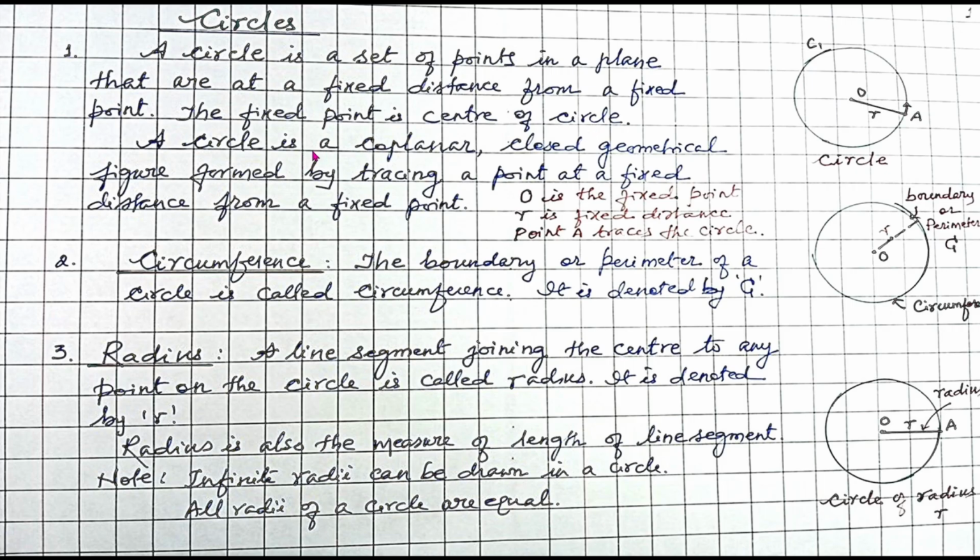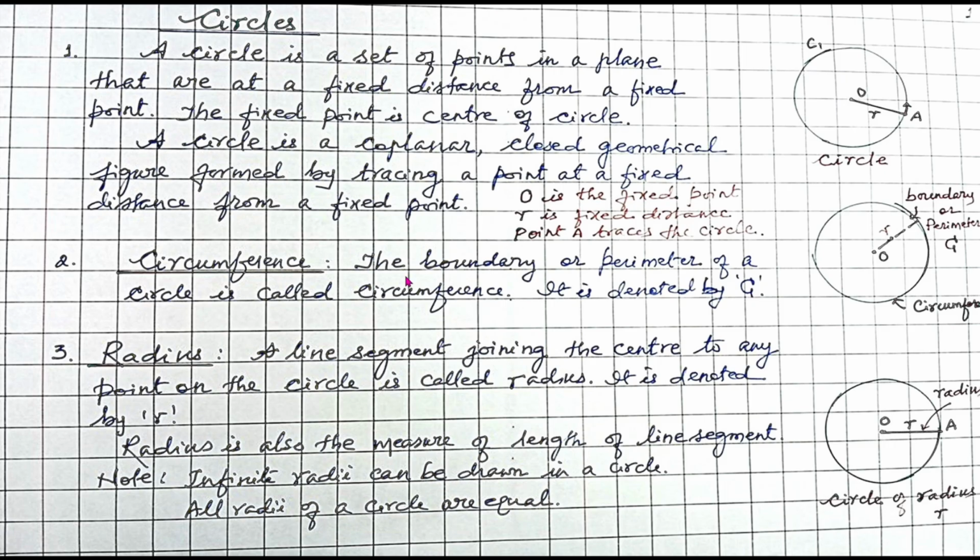A circle is also defined as a coplanar closed geometrical figure formed by tracing a point at a fixed distance from a fixed point. O is the fixed point, R is the fixed distance, and the point A traces the circle. So that is the definition of a circle.